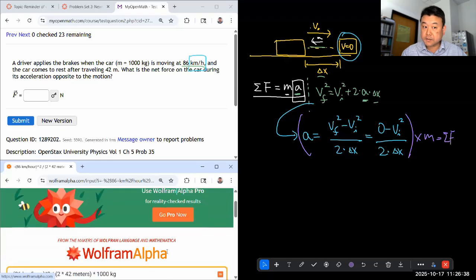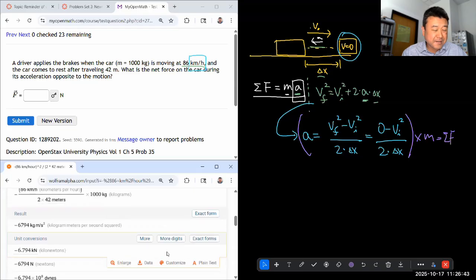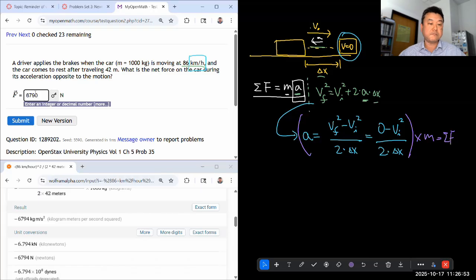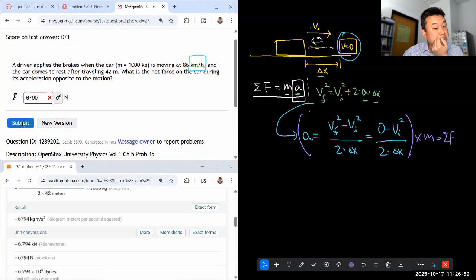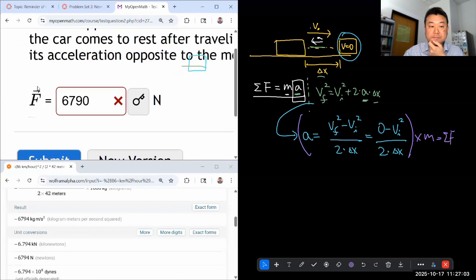So that should give me something in newtons, and I'll ignore the minus sign because I don't think it's looking for a signed answer, but we'll see. So it should be 6794 newtons, or rounding to 3 significant figures, 6790 newtons. I like rounding to 3 sig figs. So it says it's wrong. Okay, maybe they literally meant the vector symbol.